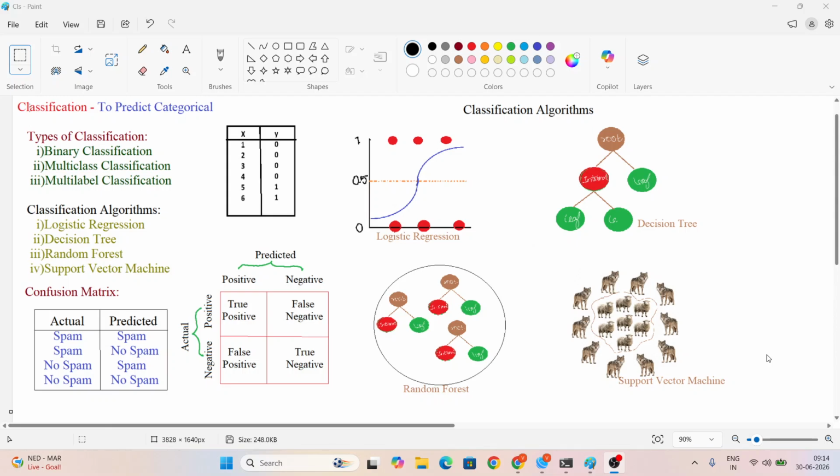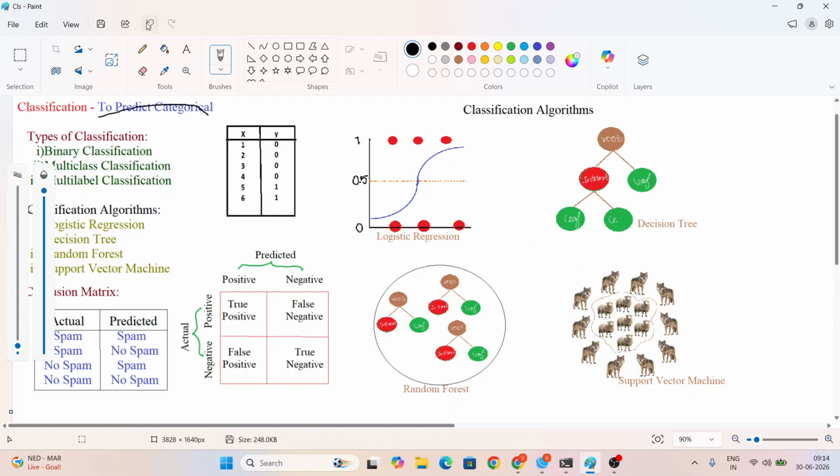Okay, guys. Today we're going to see the new topics. This is also a supervised machine learning technique. Today we are going to see classification. Yesterday we saw regression. Regression only predicts numeric values, but classification predicts categorical values. Okay, categoricals, I'll tell you.